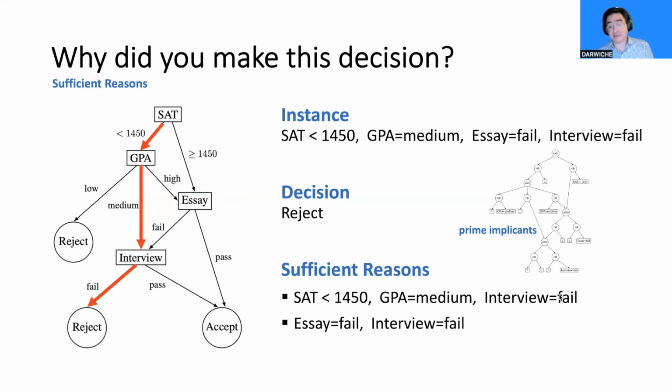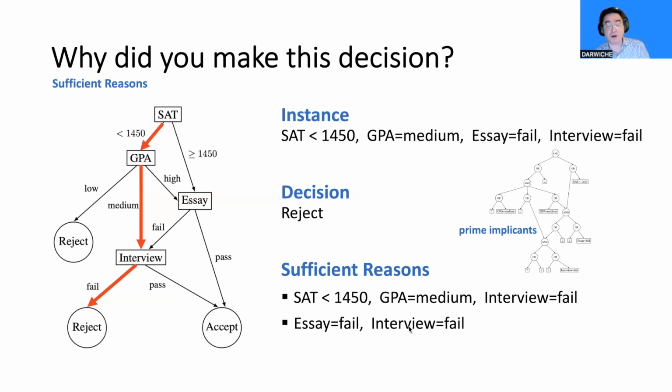Now remember, what is a prime implicant? It's a term, it's a conjunction. And in this case, it's guaranteed that these prime implicants will be simple terms. That is, every literal is simple, is a variable setting. And again, all of these variable settings must appear in the instance. So the first one tells us effectively that the essay didn't matter. So for this applicant, even if they pass the essay, they will still be rejected, okay?